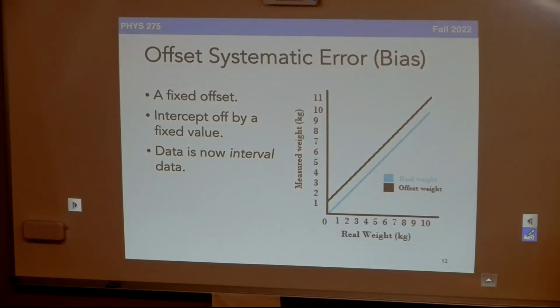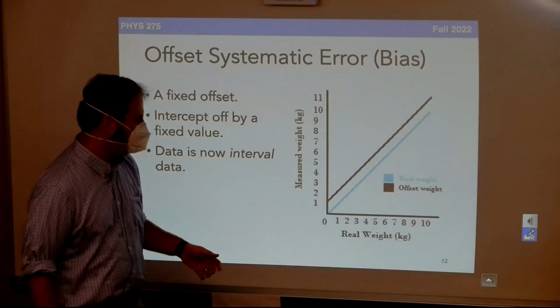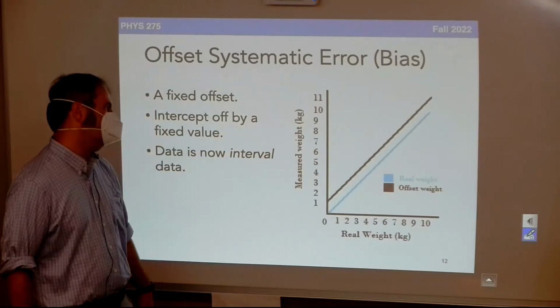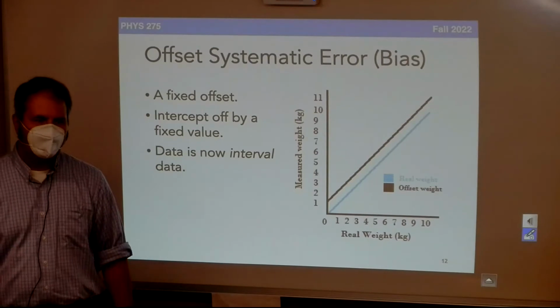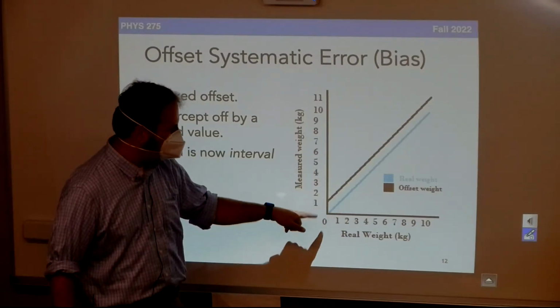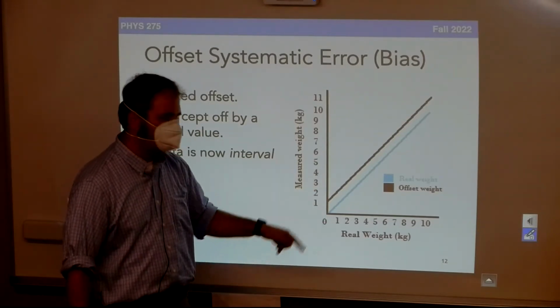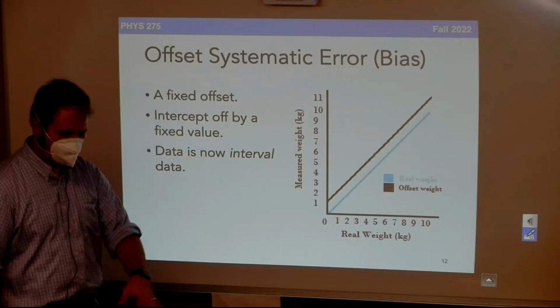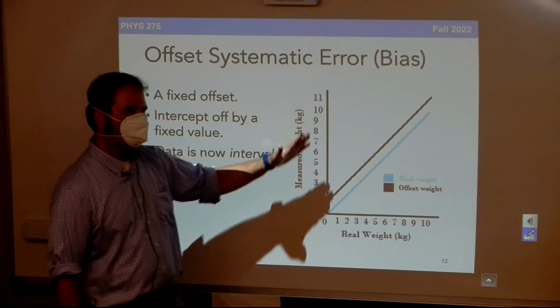So the offset, systematic error, the bias, is a fixed offset, an intercept at a fixed value, for example. Suppose you do the weight versus measured weight. My scale is off. I think that often. And so here my scale is off, and if I actually put the cat on there, it's not actually a kilo. It doesn't go all the way down to 0. So it's a mechanical scale, the thing is a little busted, and everything is off by a certain amount.